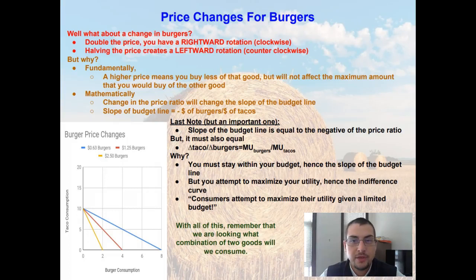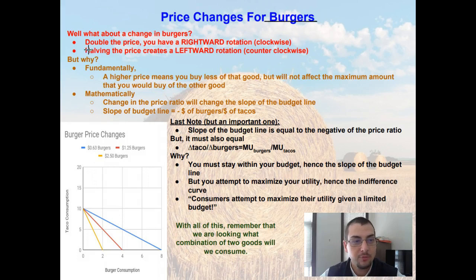So in the last video, we introduced you to the concept of what happens to the budget line, or that budget constraint, if the price of just one good changes? And we talked about what happens if the price of tacos changes. Now we're going to talk about what happens if the price of burgers changes. So we're going to have roughly the same concept going on. It's just a matter of how the lines are shifting.